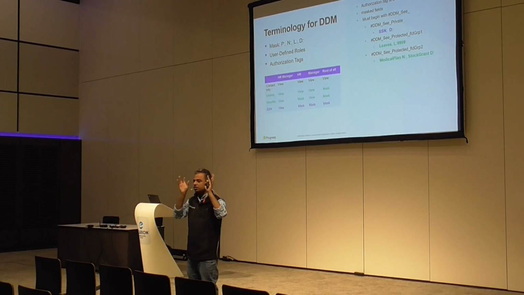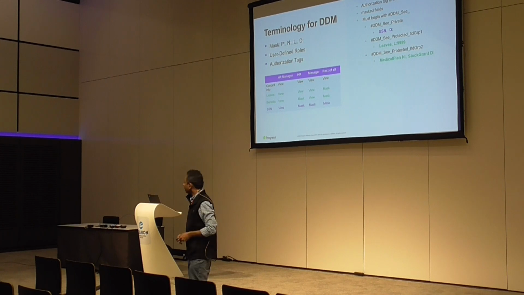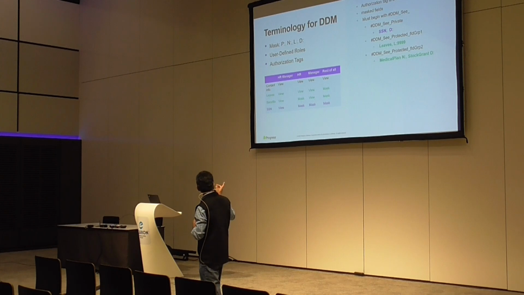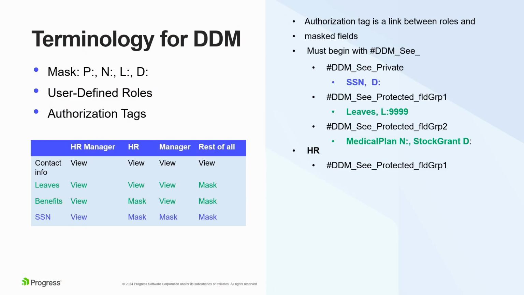So this tag is assigned to field SSN with the default mask D. Same way, we have created 2 more tags, and we have assigned them to the fields leaves, medical plan, and stock grant. Now, this is the other part of a link. So we have an authorization tag assigned to the field.